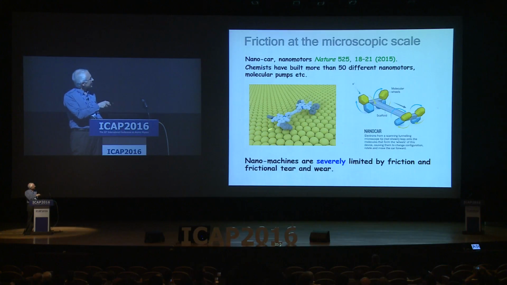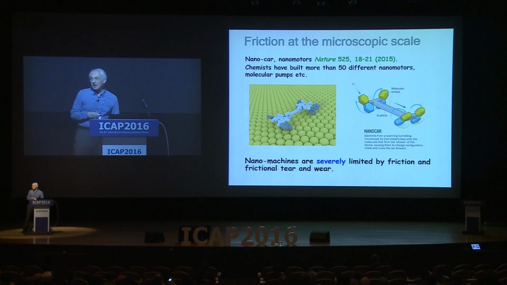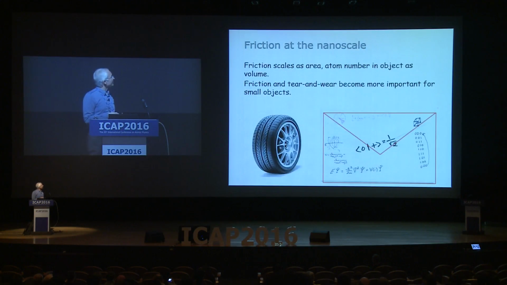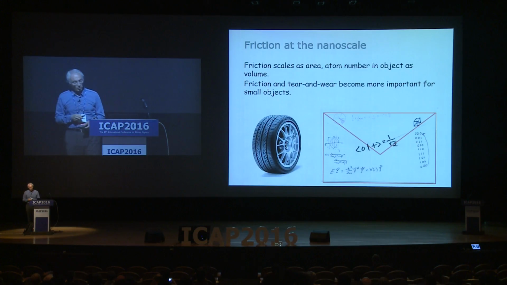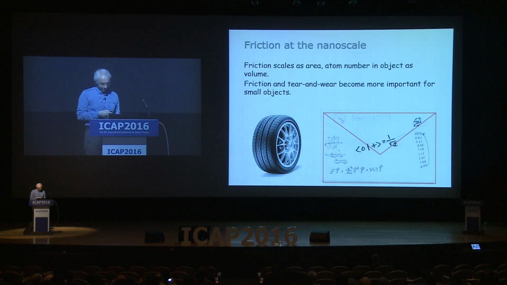This is, for instance, a car that moves on a surface when you inject electrons into it. They can build little pumps and so on. And on the nanoscale, nanomachines are really severely limited by friction and frictional tear and wear because they are so small. Well, the simple argument is friction scales as area, and the atom number in an object scales as volume. So it's clear that friction will somehow get much worse when the object gets smaller and smaller, simply because it should scale like the area to volume ratio.